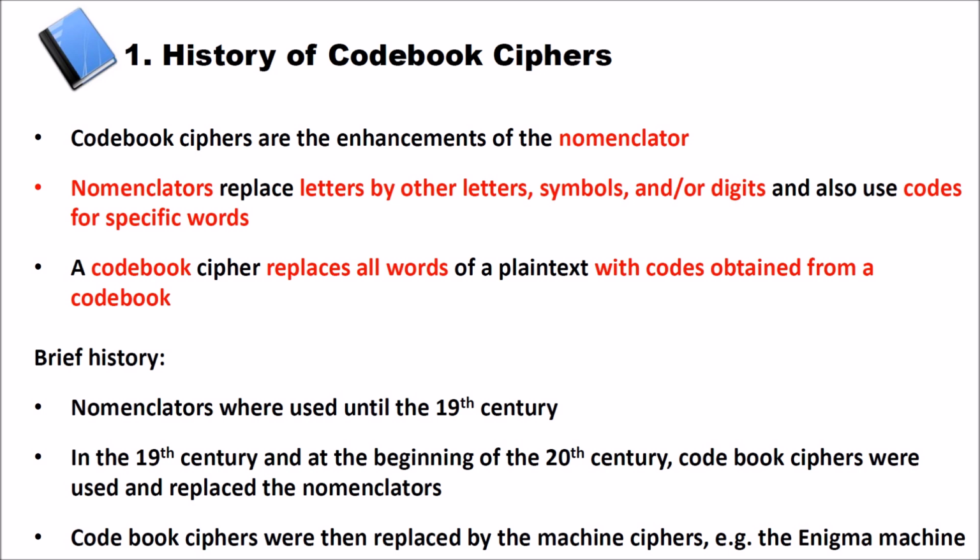And a codebook cipher then is a cipher that replaces all words of a plaintext with codes obtained from a codebook. So instead of replacing single letters, you have this codebook where you search for the code and then you replace each word with a code. The brief history is that the nomenclators were used until the 19th century, and then in the 19th century and at the beginning of the 20th century, codebook ciphers were used and replaced the nomenclators. And codebook ciphers were then finally replaced by cipher machine ciphers, for instance the Enigma machine.